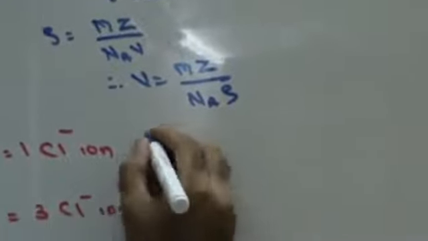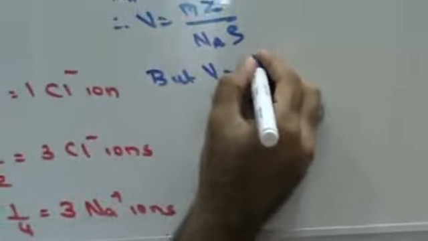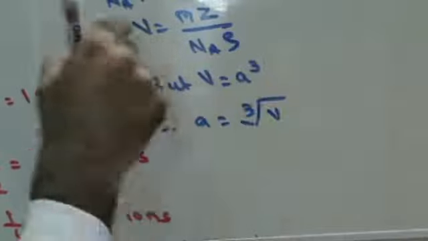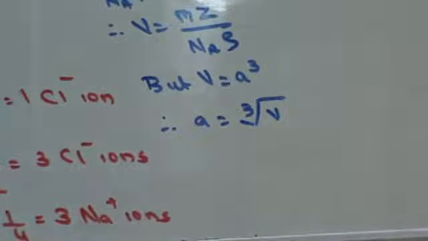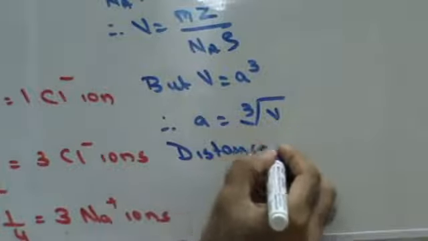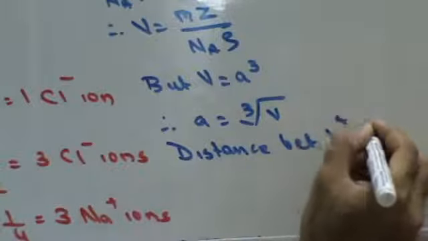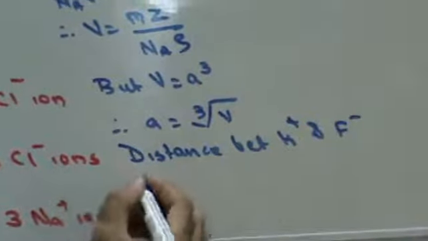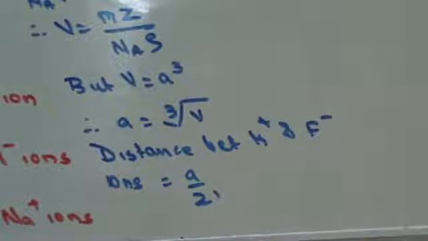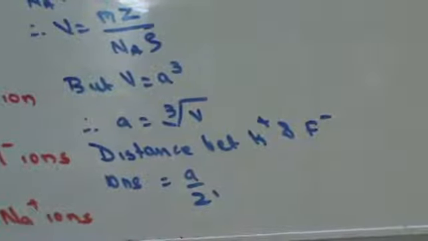But volume is nothing but a cube. Therefore, I can say a is nothing but cube root of V. Once you get V, you find the cube root of V. Right? Now, distance between potassium and fluoride ions is going to be a by 2. I know the edge length, they are going to occupy half and half space. So whatever is the value of a divided by 2 will be the distance between potassium and fluoride ions. Fine, will we get this in here? Next, let's see another sum, guys.